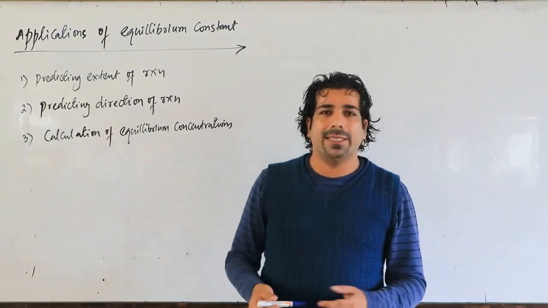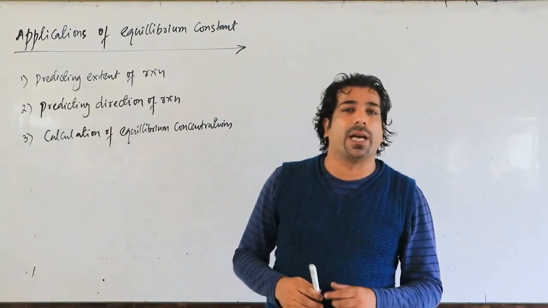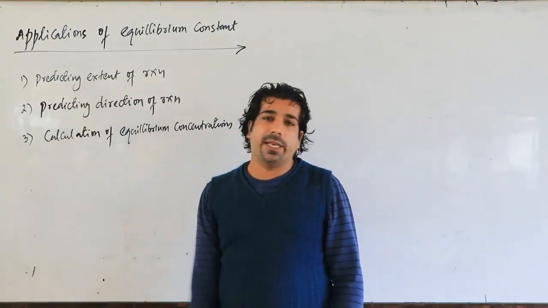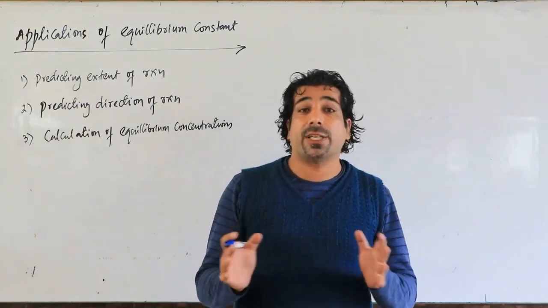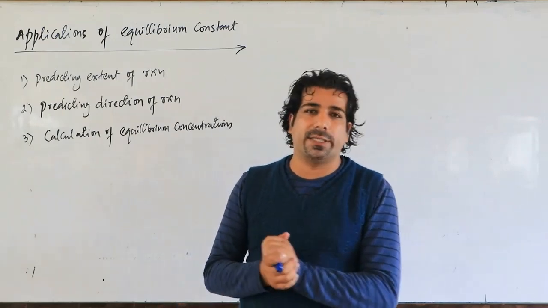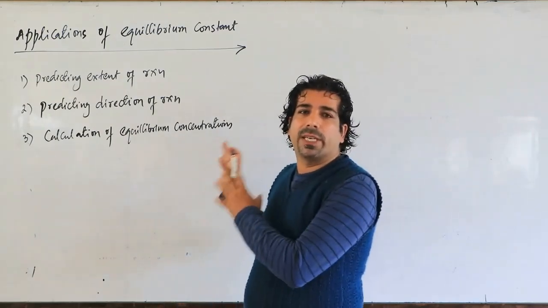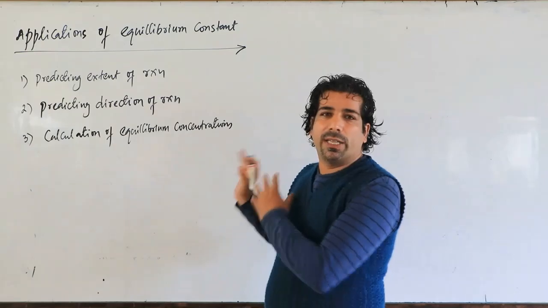Dear friends, let us see some applications of the equilibrium constant. The first one is predicting the extent of reaction. The second point is predicting the direction of reaction. And the third point is calculation of equilibrium concentrations. So let us take them one by one.